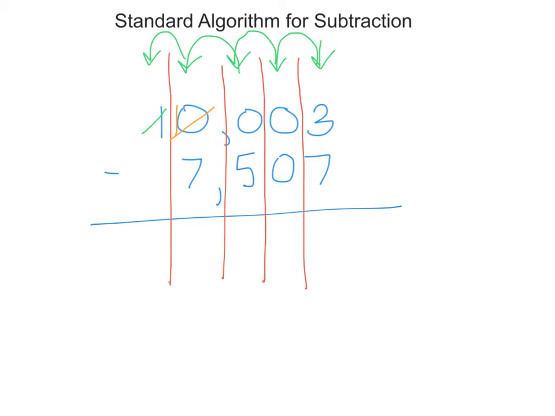I'm going to borrow one of them. So instead of having 10 thousands, I now have 9 thousands. If I put a 1 in front of the 0 in the hundreds column, that means that I have 10 hundreds. I'm going to borrow from there. I'm going to borrow 100, so I have 900 left.